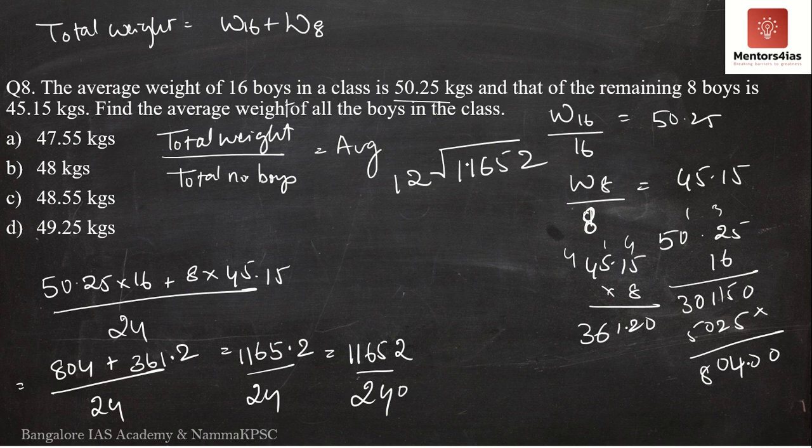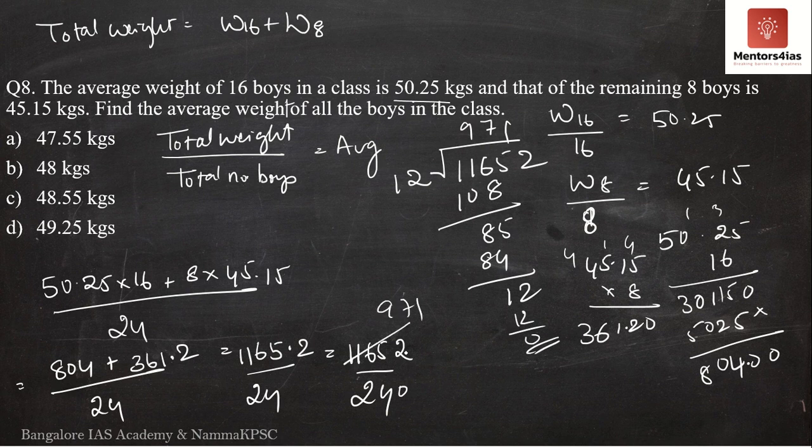So 11 is not divisible. 12 tens is 120. So I'll take 12 nines, which is nothing but 108. 116 minus 108 is 8. We have 85. So 85, 12 5s is 60, 72. 12 sevens, we have 84. One remainder, 12, of course, 12 ones are 12. Is 0. So we get 971, which is 11,652 divided by 12. 12 20s is 240. So what are we left with?